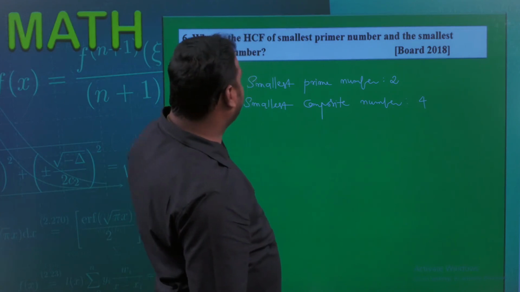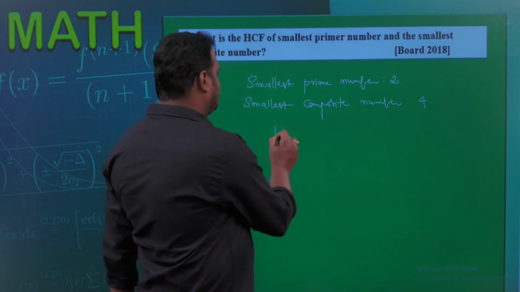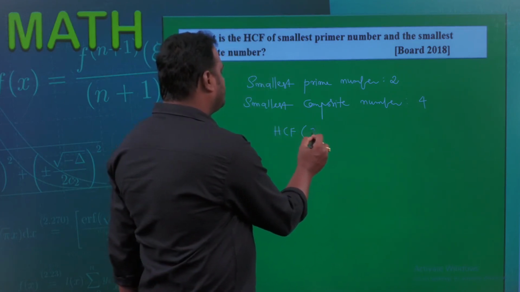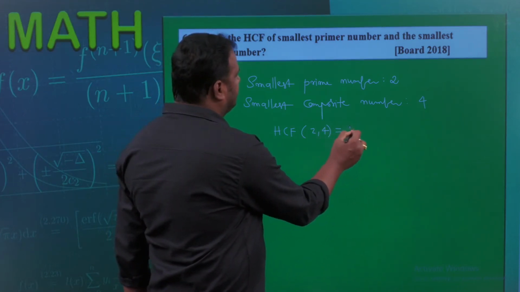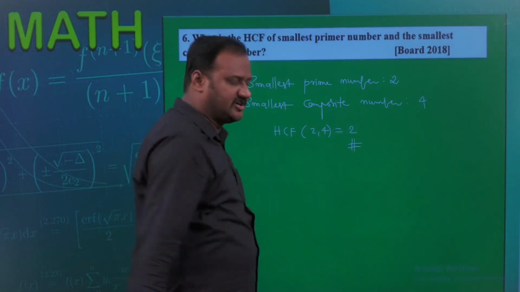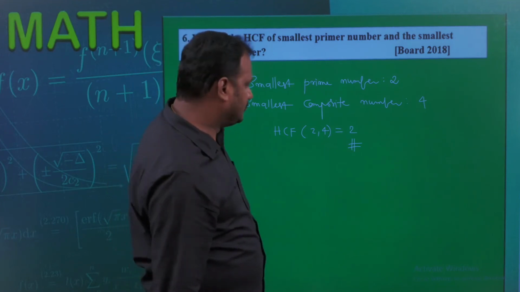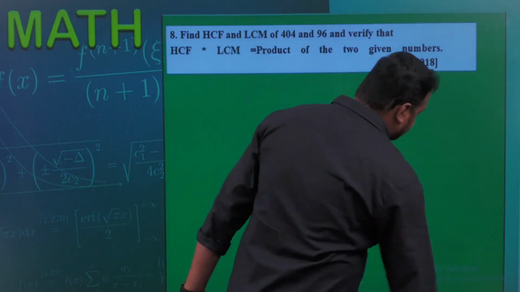Now you are going to find the HCF of 2 comma 4. What is the HCF of 2 comma 4? Of course, the highest common factor of 2 and 4 is 2. So this way you can answer this problem.